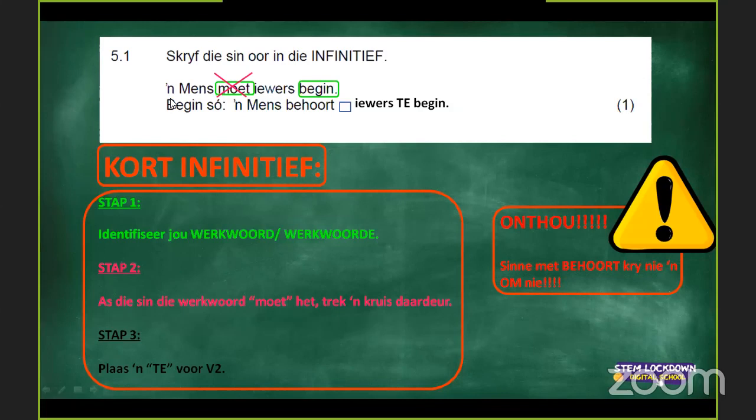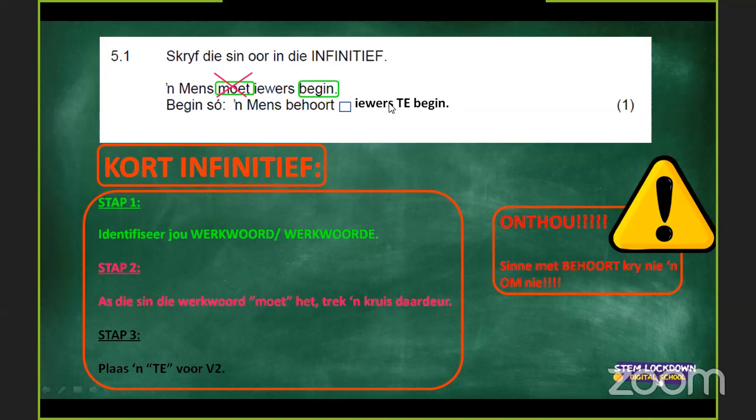If the sentence was just "a mens begin iewers", then I'm still going to identify my verb, which is going to be begin, but then I need to know to move my verb to the end of the sentence and add it to. So if it wasn't a moet, was only begin, my answer would still be the same: a mens verwoord iewers te begin. So I will move my verb to the end and add the te.